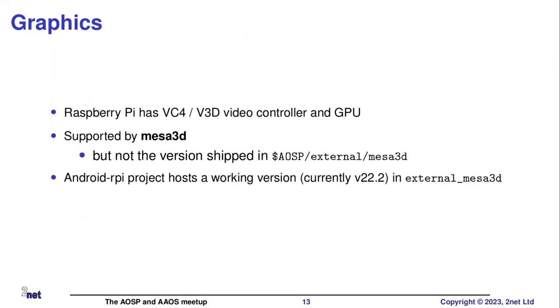Quick mention about the graphics for the Raspberry Pi. The great thing here is that Raspberry Pi has good support from the Mesa 3D project. So it has open source graphics drivers, which work pretty well. The main issue here is that Mesa 3D is shipped with AOSP, but it's the wrong version, or at least it's not a version that's compatible with the Broadcom chip. So you need to replace that with a later version of Mesa 3D. And again, I cribbed this from the Android RPi project.